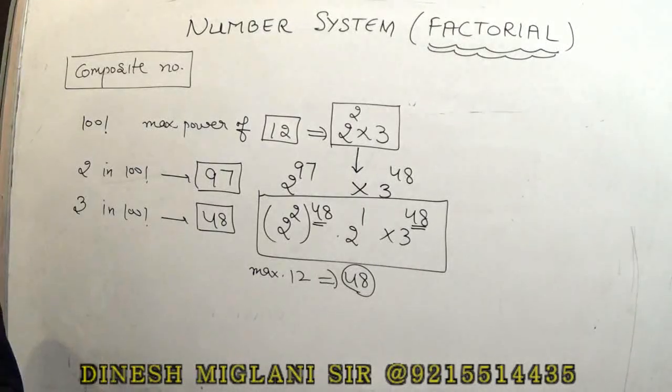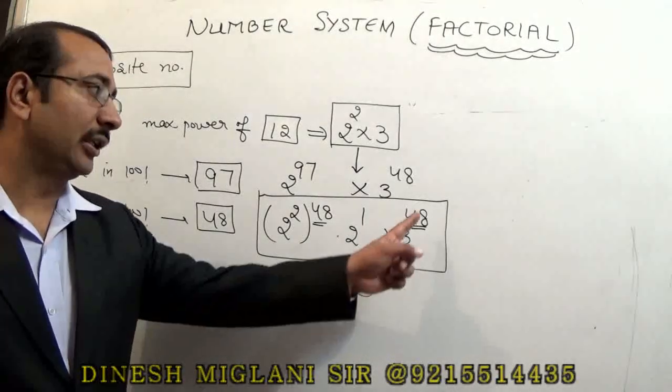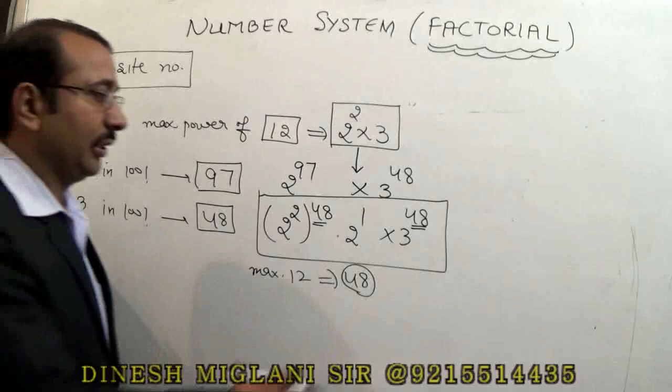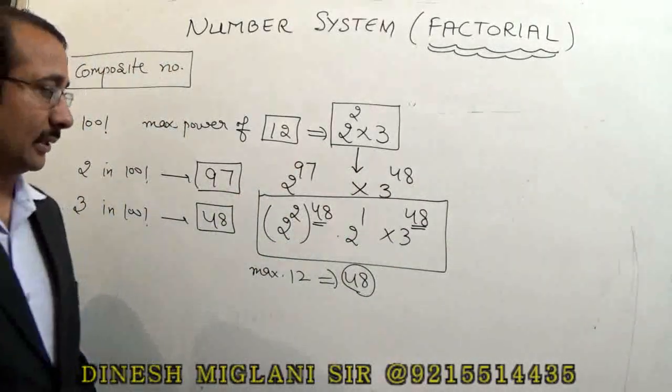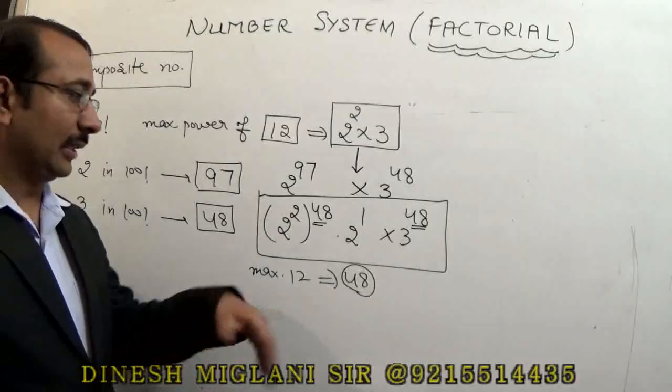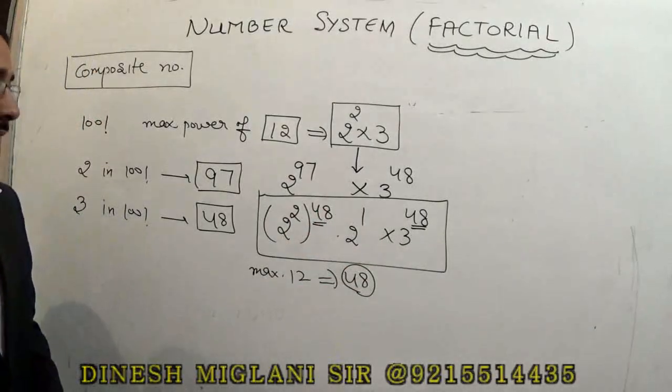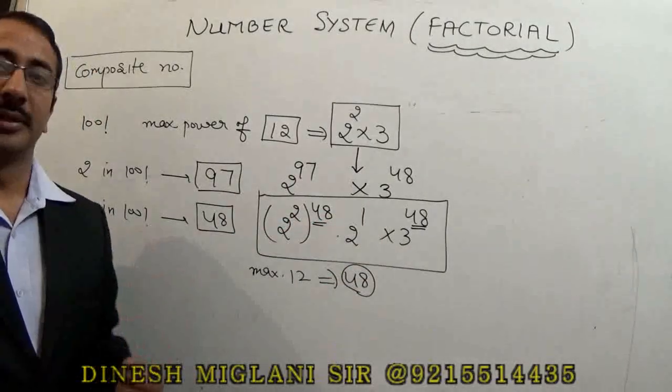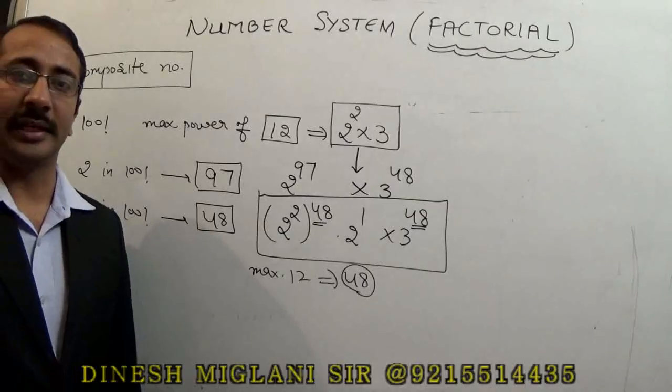Suppose in this question, in place of 3 raised to power 48, it is 3 raised to power 47. It means out of these, whichever is smaller becomes your answer. So in that case my answer would be 47, but here by chance both are the same, so your answer is said to be 48.